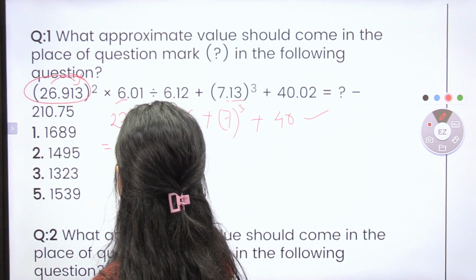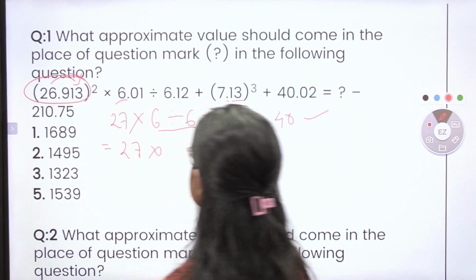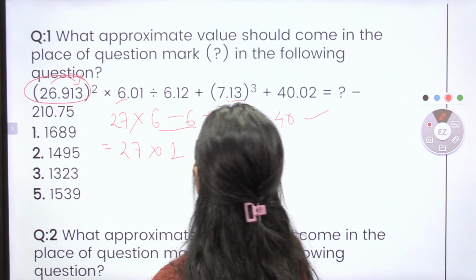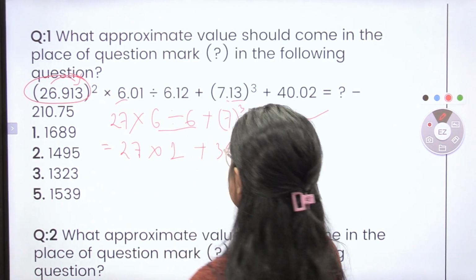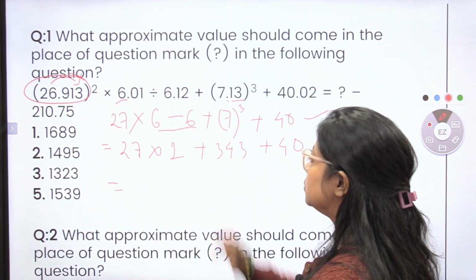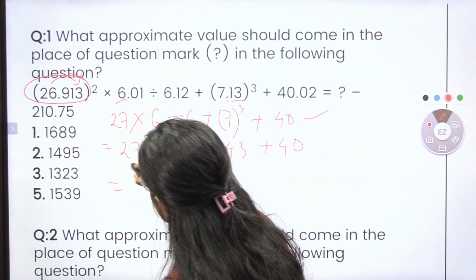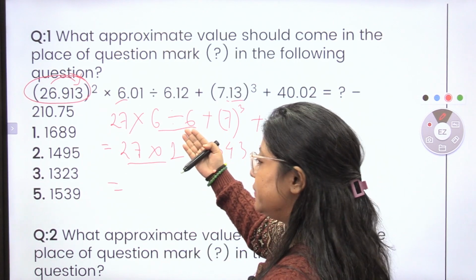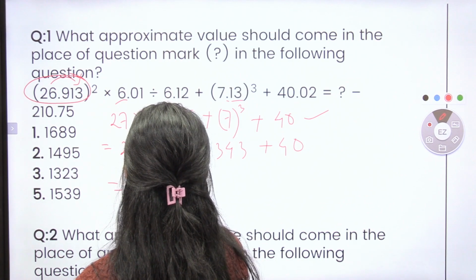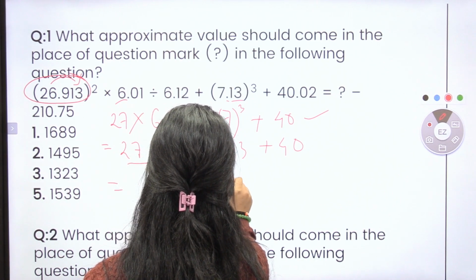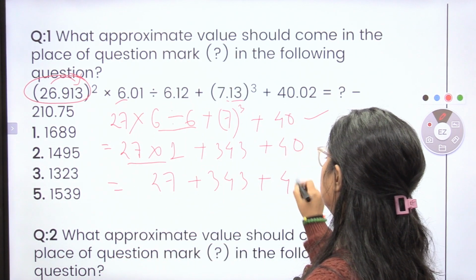So it will be 27 into 6 divided by 6, which will give you 1, plus 7 cube is 343, plus 40. Now after that, what do you need to do? You will do the multiplication, because after division we proceed to multiplication. So 27 plus 343 plus 40.